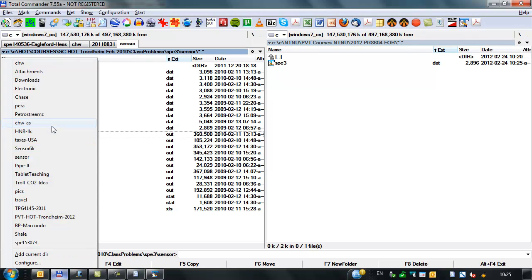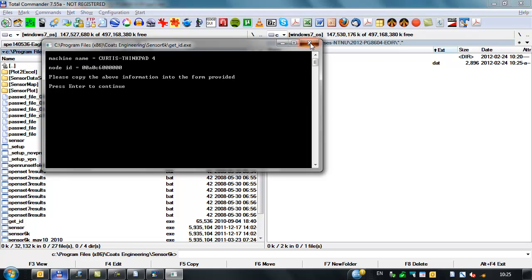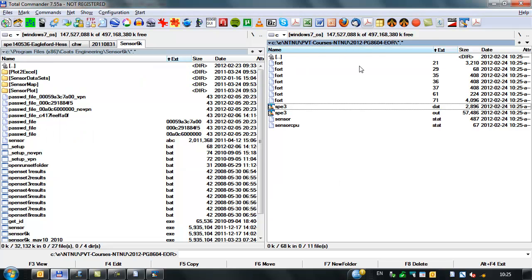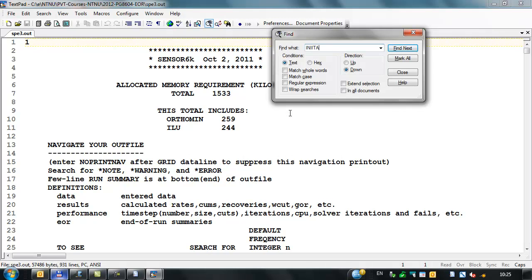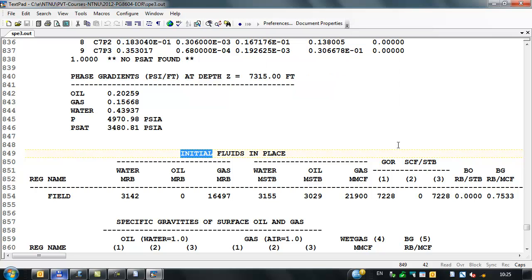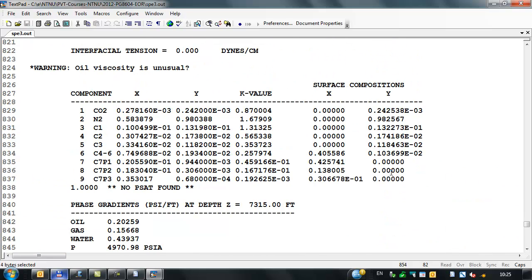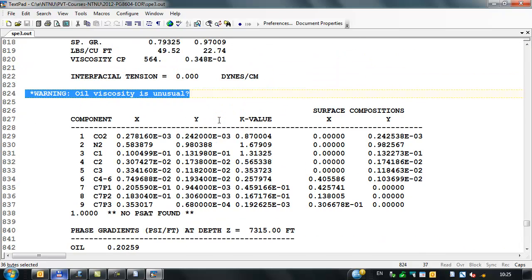I have to go over and make sure I've got the right one. I think that's right. Search initial. Okay, so we got initial GOR of 7,228. We want to get that. We've got a warning here that oil viscosity is unusual, so we'll have to see what's going on there.